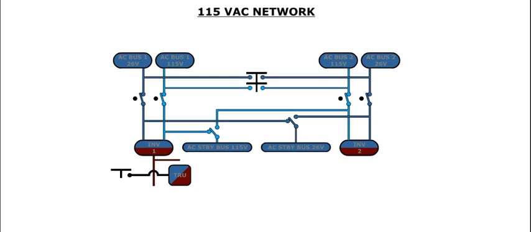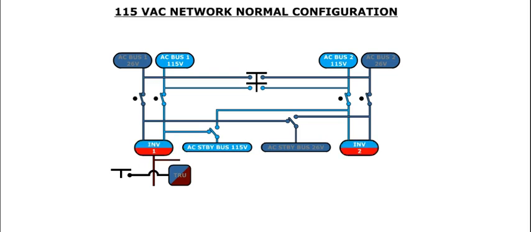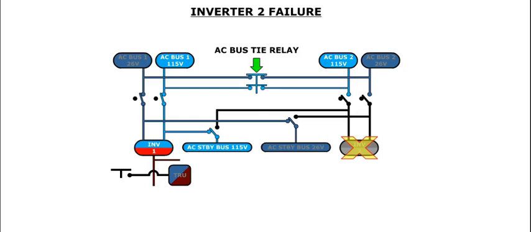The 115-volt AC network consists of three buses, AC bus 1, AC bus 2, and AC standby bus. During normal operations, inverter 1 powers AC bus 1 and the AC standby bus. Inverter 2 powers AC bus 2. The two 115-volt AC buses are connected through an AC bus tie relay, which will close automatically in the event one of the inverters fails or is not powered. In the event of a failure of inverter 1, the AC standby bus will be automatically powered by inverter 2.